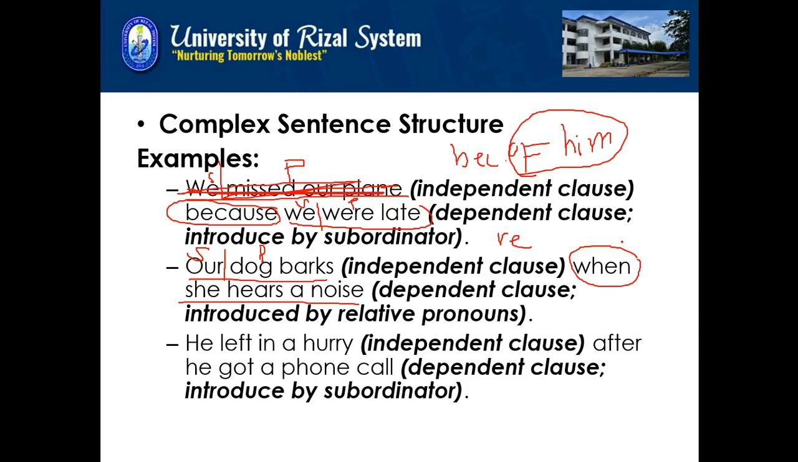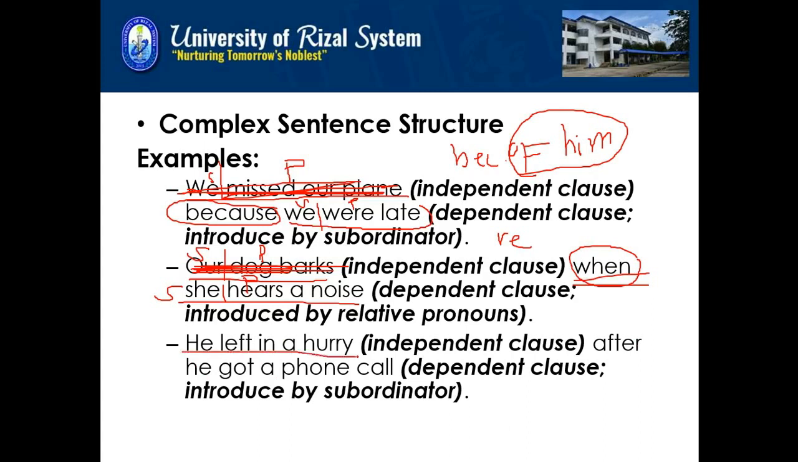So, "Our dog barks when she hears a noise." Right after the subordinator "when," or the relative pronoun "when," you notice that we have a subject and predicate structure. Hence, this is a dependent clause. Removing this part, "when she hears a noise," the thought is not complete, right? That makes it a dependent clause. Aside from that, we followed a certain structure, the subject-predicate structure, introduced by the subordinators or relative pronoun.